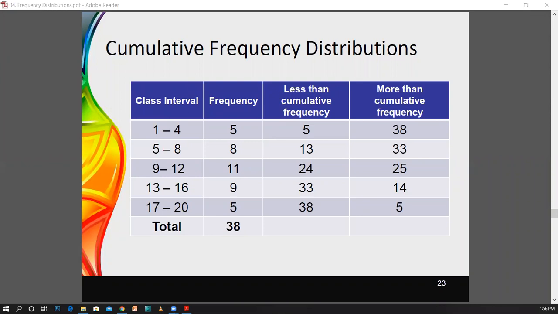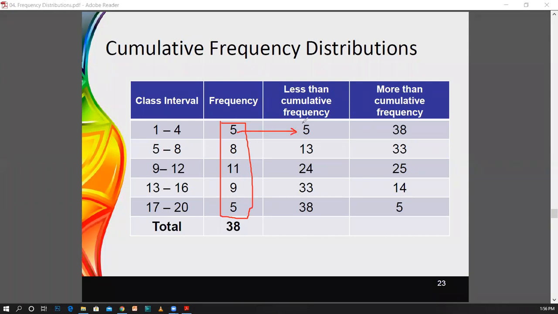To obtain the less than cumulative frequency, first of all, we need the frequency value. The first value of this less than cumulative frequency would be the first value that you can see as the frequency.